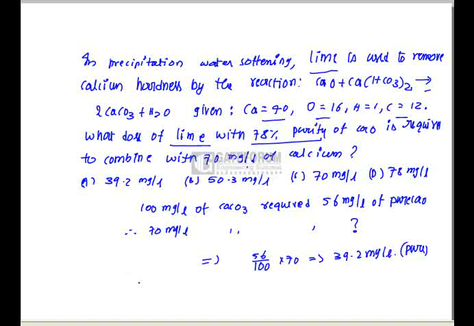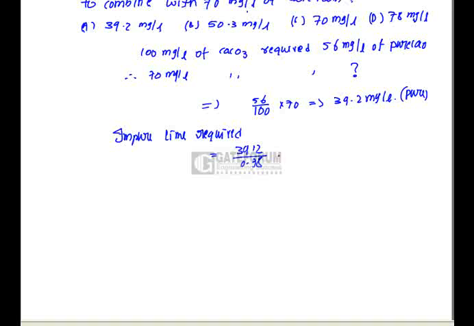So, because of 78% purity of CaO, the impure lime required is equal to 39.2 by 0.78, that is equal to 50.3 milligrams per liter. 50.3 milligrams per liter is option B, and option B is correct.